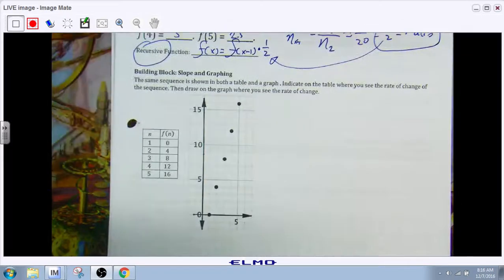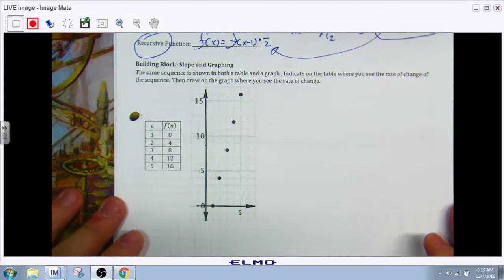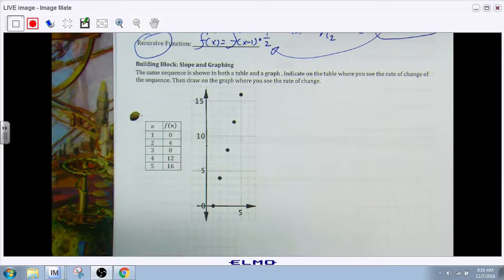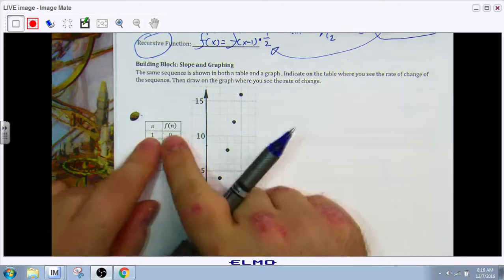Next, the same sequence is shown in both the table and a graph. So these are the same thing. Indicate on the table where you see the rate of change of the sequence, then draw on the graph where you see the rate of change. So I have to show how I see the rate of change.